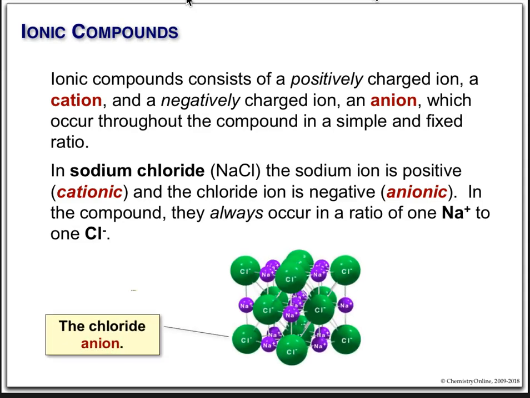Let's go back to ionic compounds, and we're going to learn how to name them. There are some rules for constructing them, and once we construct it, then we can name it. As I said before, we have cations and anions, positives and negatives. In this case, chloride anion, sodium cation.